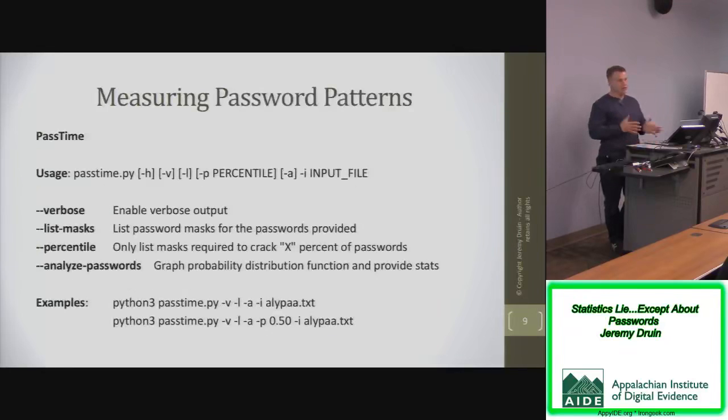To measure the patterns, you use pastime, and it just has a few commands. It's fairly straightforward to run, and there's a couple examples down here at the bottom. The main thing is either you want to list the masks or you want to analyze the password. The list masks feature is typically used by bypass. It wants to know what the masks are that it needs to use to try to crack. The analyze password is more for people who are trying to understand the passwords that they have in front of them. These are passwords that have already been cracked, and you're analyzing them to try to understand what patterns people used when they were choosing these passwords.